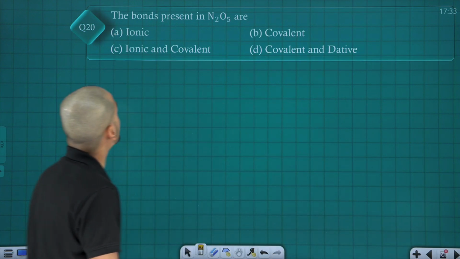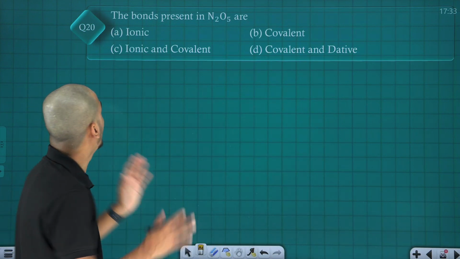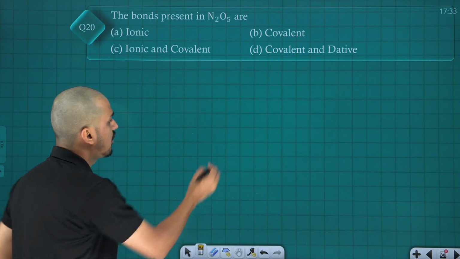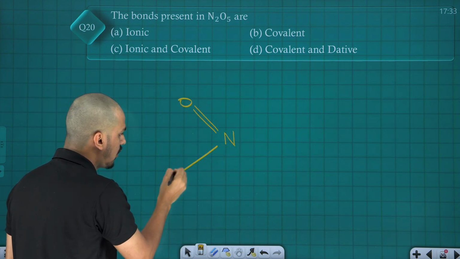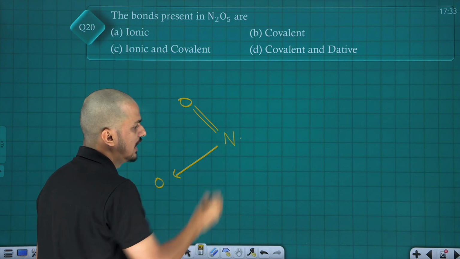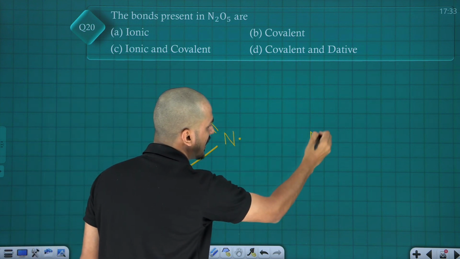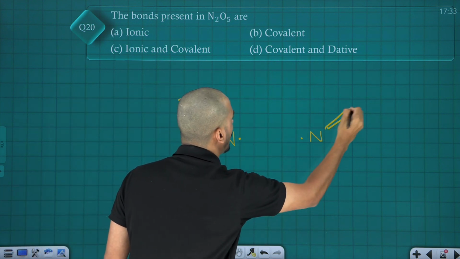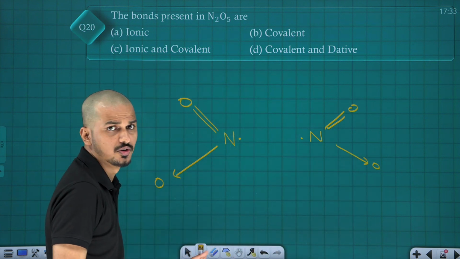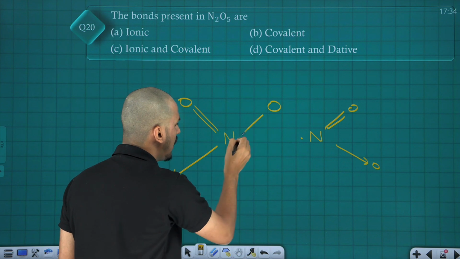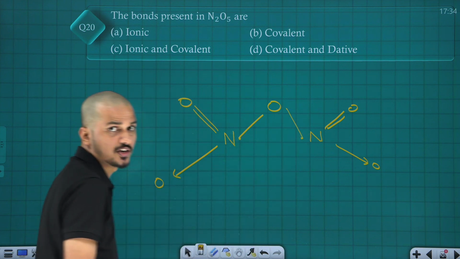What's the question here? The bonds present in N2O5 are. N2O5 means its structure is like this. N double bond O and coordinate bond O. Here 1 odd electron. Here again another NO2. Double bond O, coordinate bond O. This is the structure of NO2. 2 NO2, in between that 1 oxygen is coming. This is the structure of N2O5.